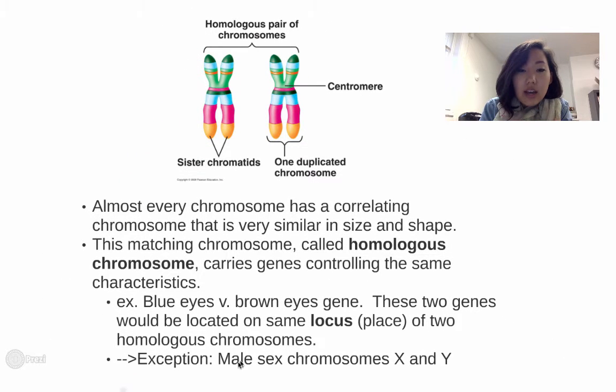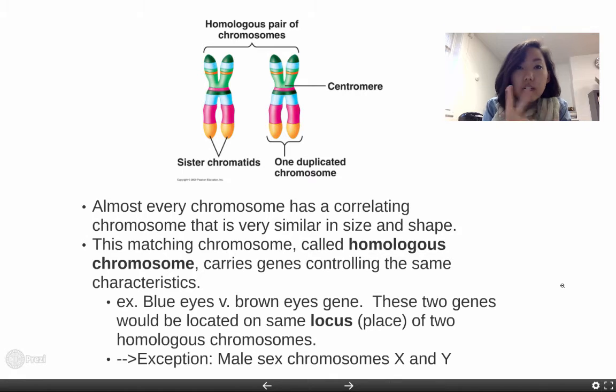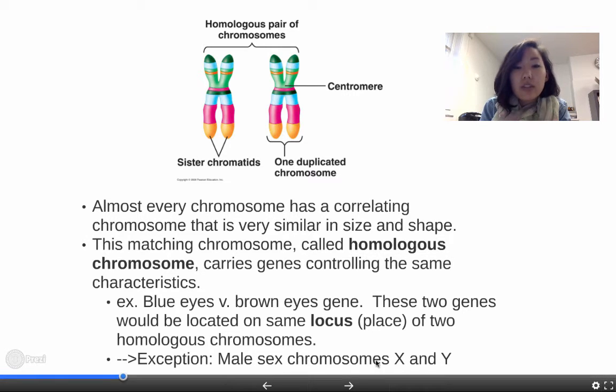Let's see. So almost all of our chromosomes have matching homologous chromosomes. The only exception to that is the male sex chromosomes, X and Y. They tend not to have correlating genes, they tend to be just different from each other.